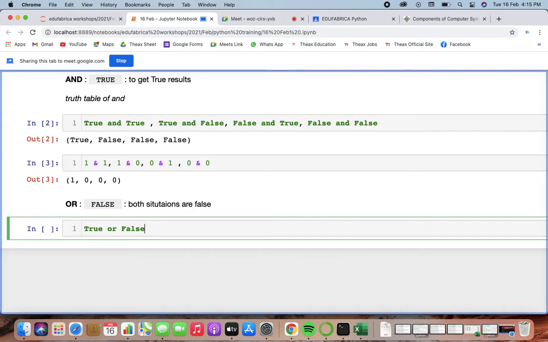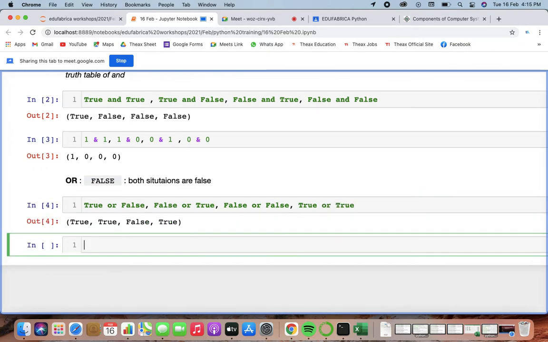Okay, so true or false? False or true? False or false? And true or true? So of all the situations, only when you have false or false are you going to get false. Otherwise, every situation is going to give you true. Clear?